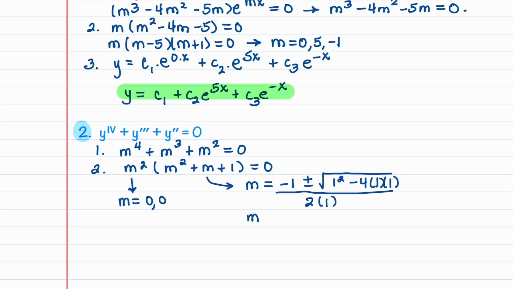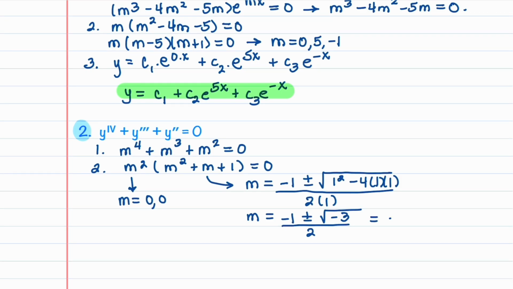So let's see. This is m is equal to minus 1, plus or minus the square root of 1 minus 4, so that's minus 3, all divided by 2. So this is minus 1/2 plus or minus the square root of 3 over 2 times i, because of the negative inside the square root. Before we write down the solution, let's write down what type of roots we have. Over here on the left, we have 2 repeated roots. And then over here on the right, we have 2 complex roots.